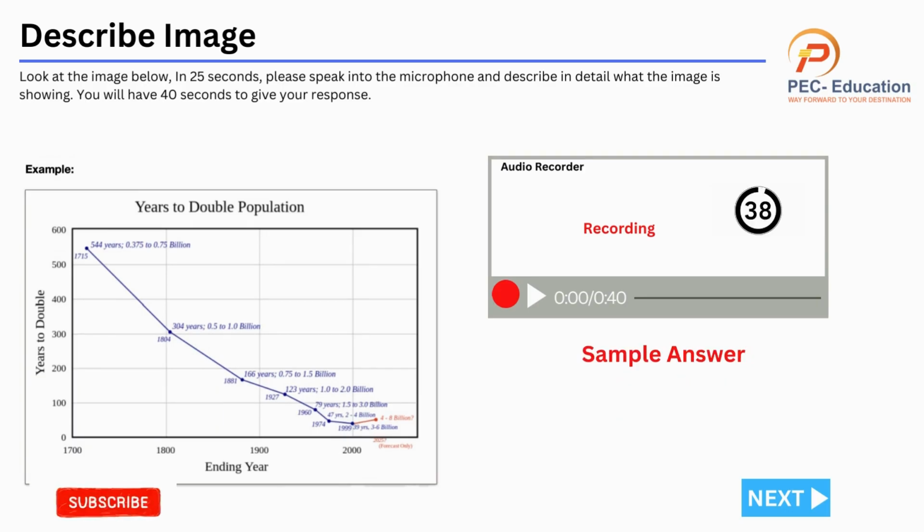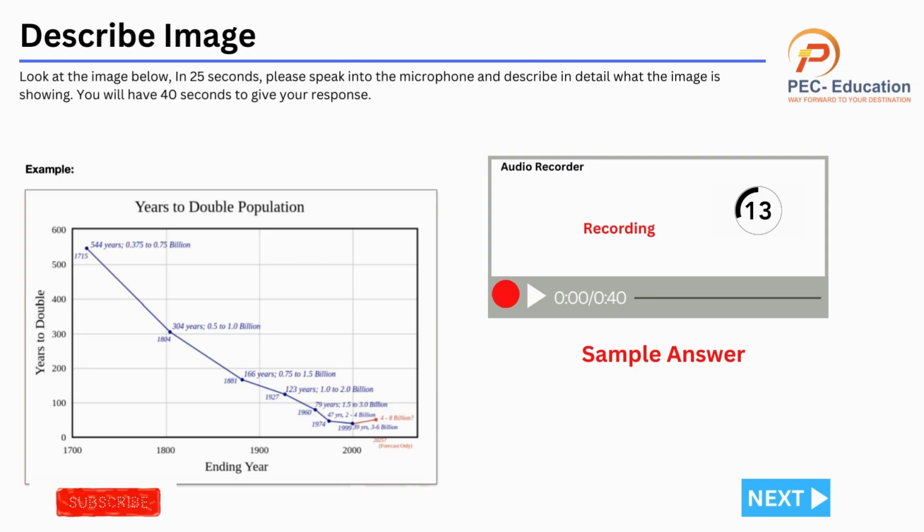The provided line graph delineates the years to double the population from 1700 to 2025. It is clearly visible that the time to double the world's population is ever decreasing. In 1715, it took 544 years to double the population, whereas in 1804 it took only 304 years. On the other hand, in 1999 it took only 39 years.